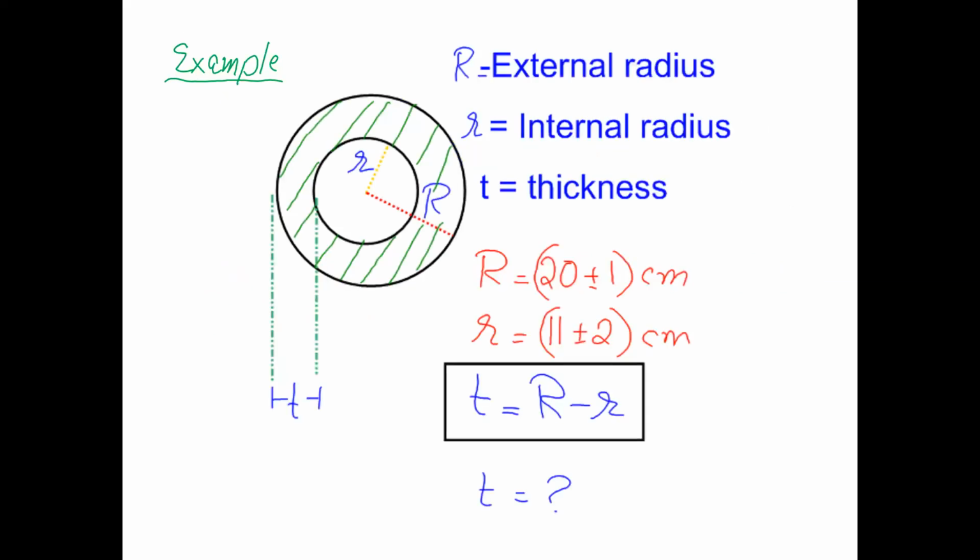So think about an example. Capital R is the external radius, small r is the internal radius, and t is the thickness. So t is equal to R minus r. So you are going to find the thickness. When you find the thickness, you have to subtract. You have to copy this screen, this example.